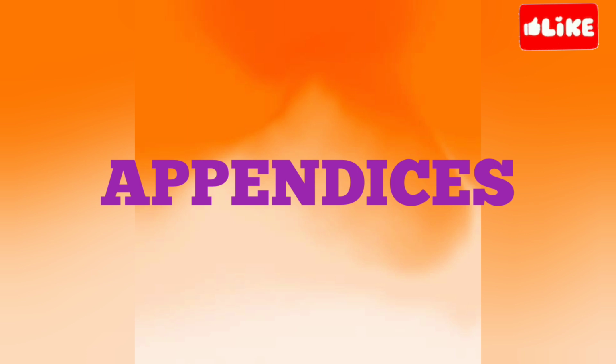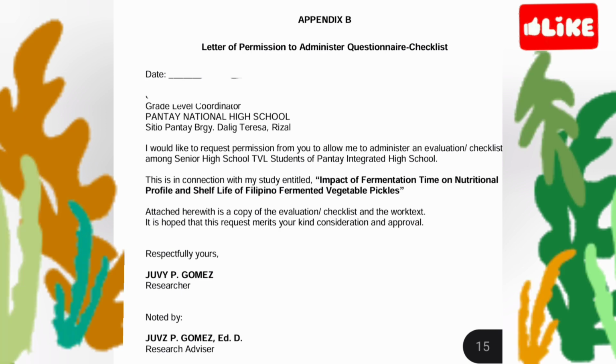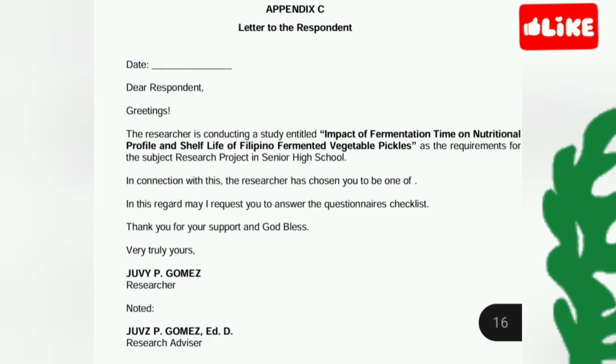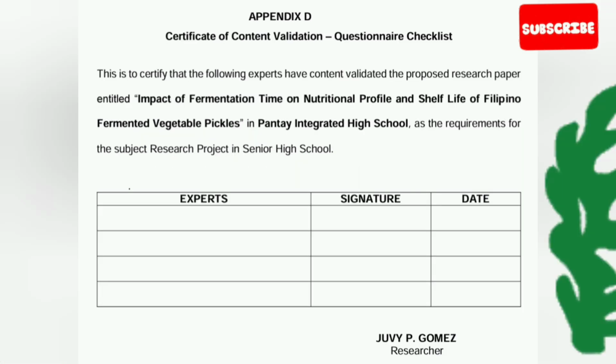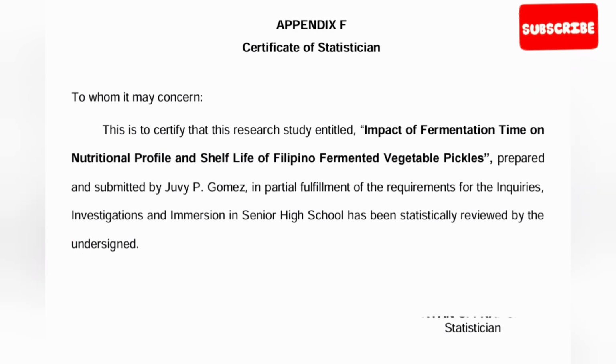Next is appendices. Appendices contain additional information that supplements the main body of the research paper. Examples of content that can be included in appendices are letter of permission to conduct study, letter of permission to administer questionnaire checklist, letter to the respondent, certificate of content validation of the questionnaire checklist, certificate of statistician, and Gantt chart activities. It is important to label each appendix clearly and refer to it within the main text when necessary.